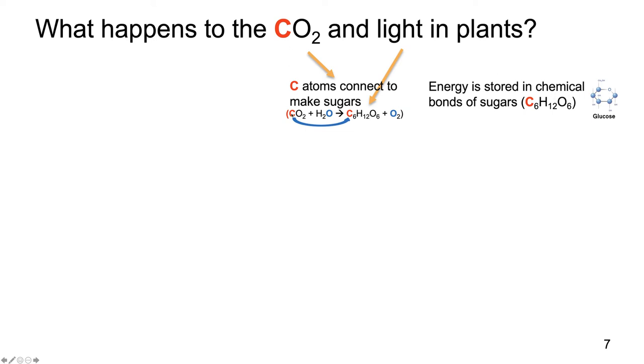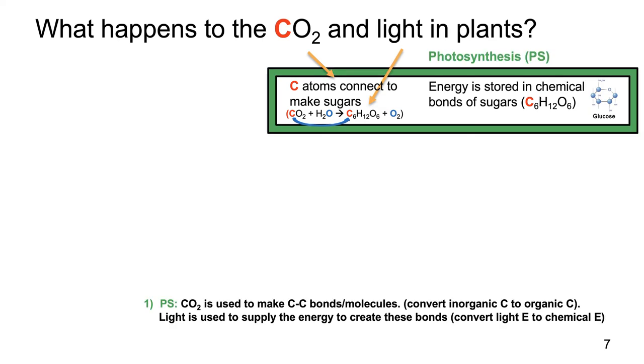And so you take CO2 and turn it into this glucose molecule, the carbon atoms in this glucose molecule, and you take the energy in light and turn it into the bonds that are forming between all of these different atoms making up that glucose molecule, okay? And so this is the process of photosynthesis, where CO2 is used to make carbon-to-carbon bonds or molecules. So you're taking an inorganic molecule and turning it into, in this case, this organic molecule. So you're converting inorganic carbon in CO2 into organic carbon in glucose. And light is used to supply the energy to create these bonds.